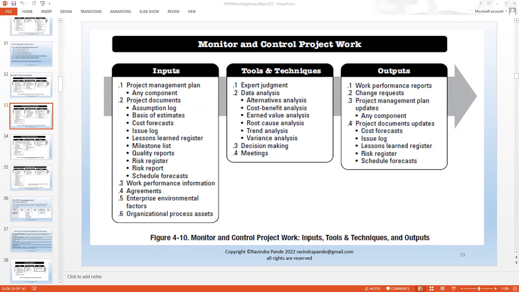Okay, so let me stop my recording. I'll stop the share as well. I'll start the share. Where is that? Okay.